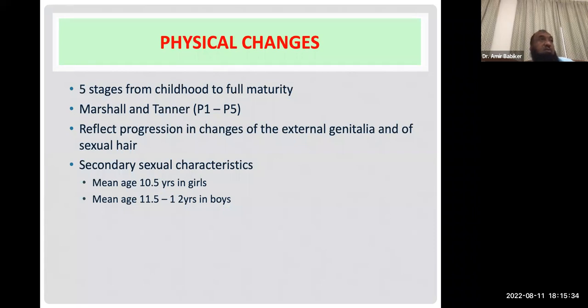So you need to carefully identify the beginning and the end, so you know what is early puberty and what is late puberty.